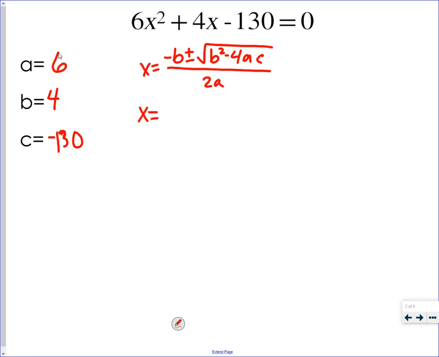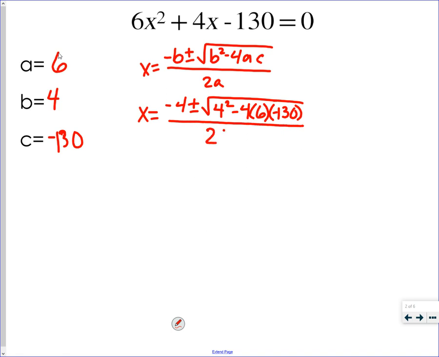X equals, the opposite of b would be a negative 4 plus or minus 4 squared. And again, I mentioned that some of you want to jump right to a 16 there, and I'm fine with that. That's what I do, but I'm going to show this substitution. Minus 4 times the a is 6, and the c is a negative 130. 2 times 6 for my answer in the denominator. So I have negative 4 plus or minus the square root of, this is going to be 16.